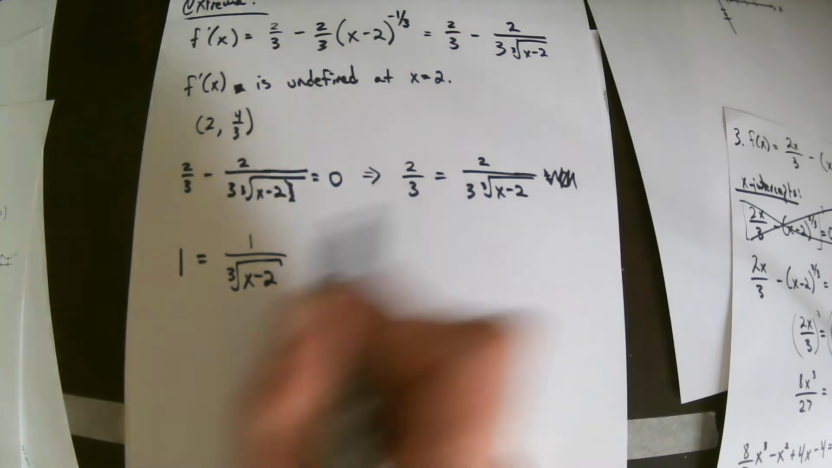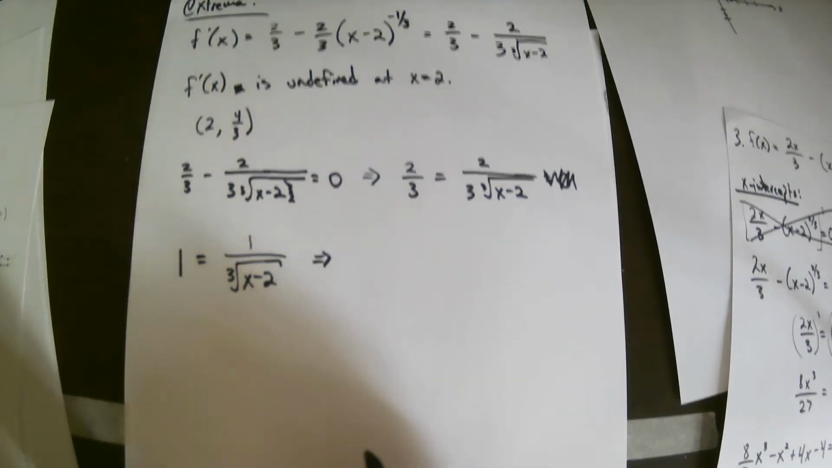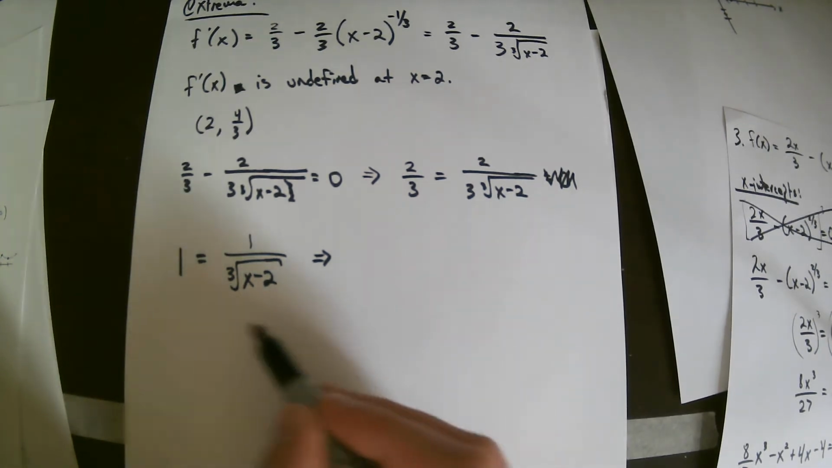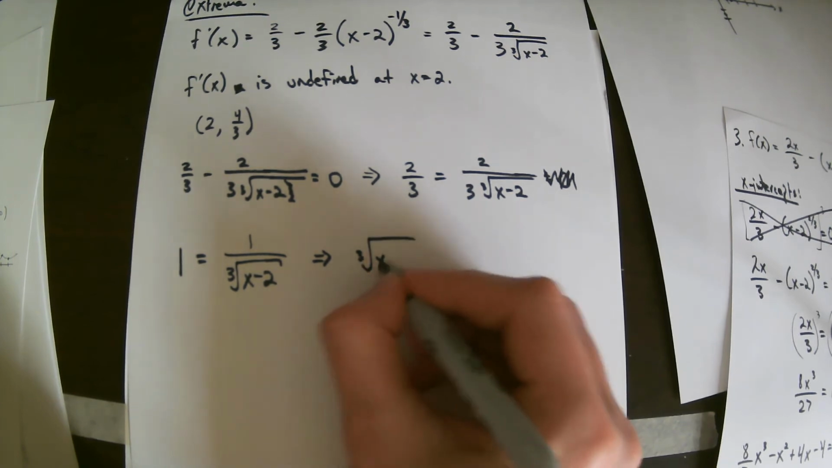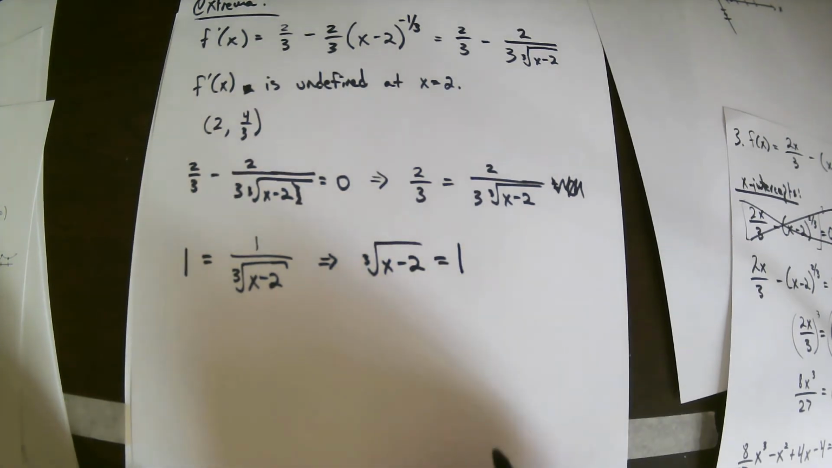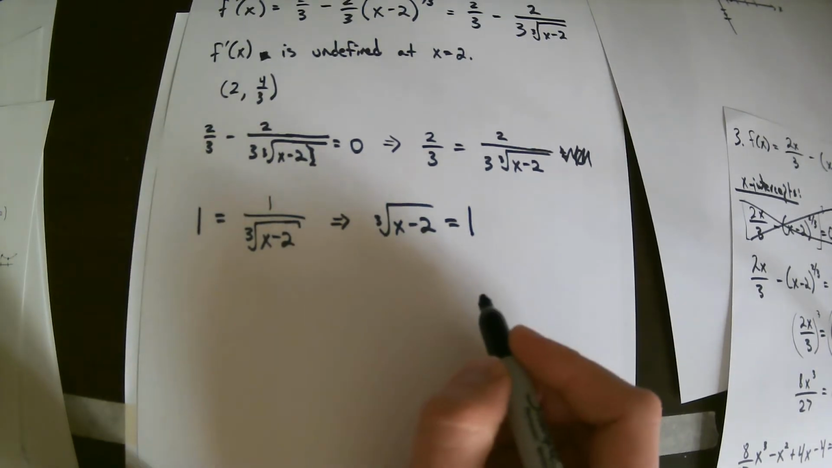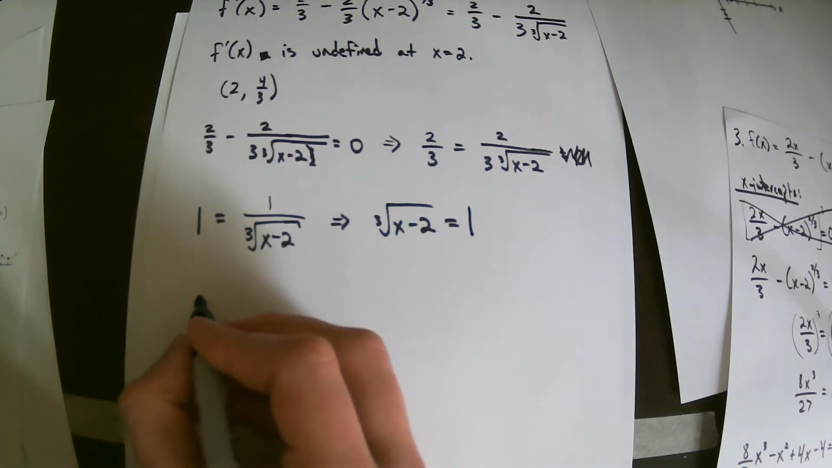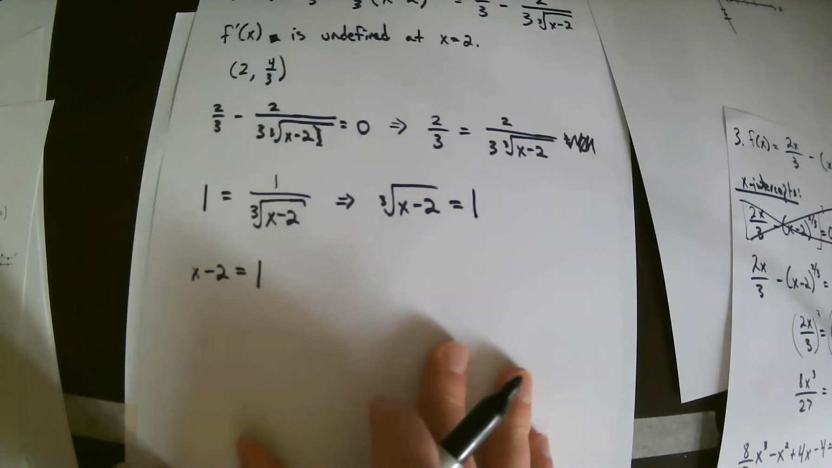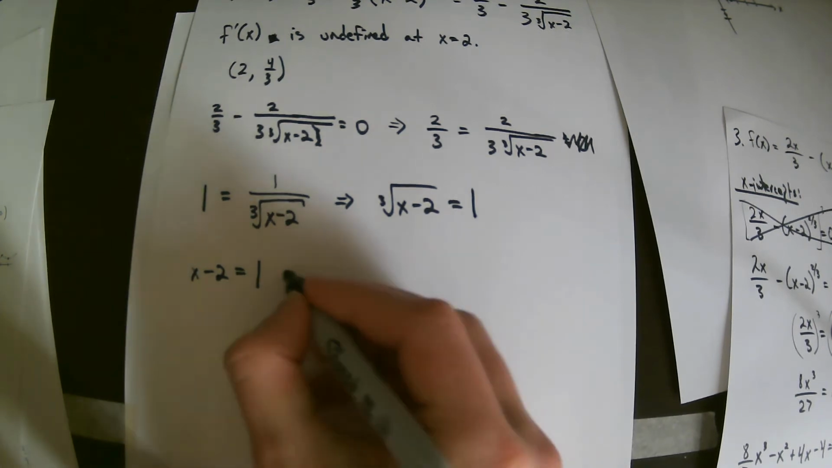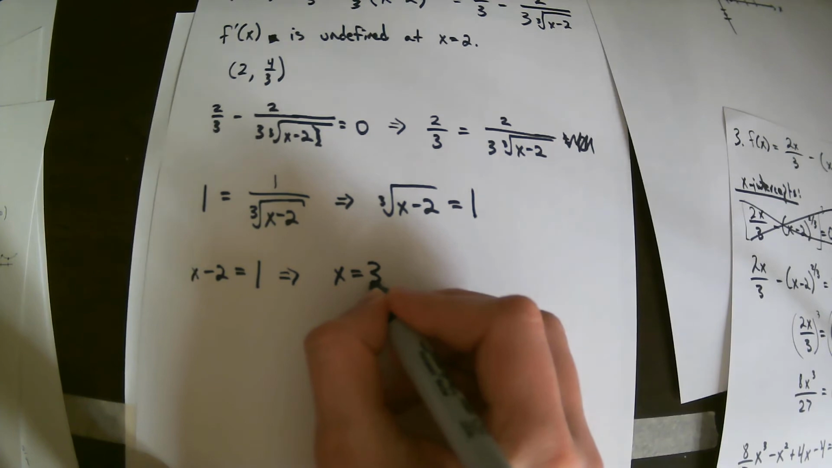The 2/3s are canceling each other out here, just getting rid of those coefficients. They're exactly the same. So, alright, now multiply by cube root of x minus 2 on both sides to get it out of the denominator. Okay. Cube both sides, and I'm getting x minus 2 is equal to 1, because 1 cubed is still 1, and then adding 2 to both sides, I'm getting x is equal to 3.